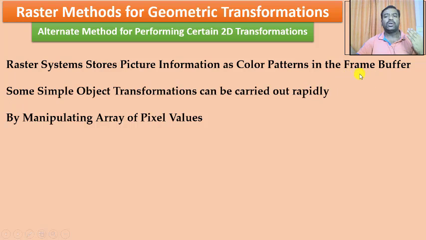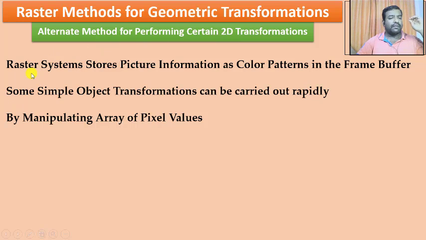And if we are trying to deal with the pixel information stored in the frame buffer, we call this the raster method or the raster system. Hence we say the raster method for geometric transformation is an alternate method which can perform certain simple 2D transformations. It cannot be used for complicated transformations, but for certain simple 2D transformations we can make use of this. I'm stressing it is for 2D transformation. This alternate method cannot be used for 3D transformation.